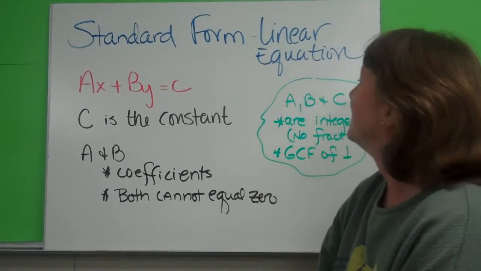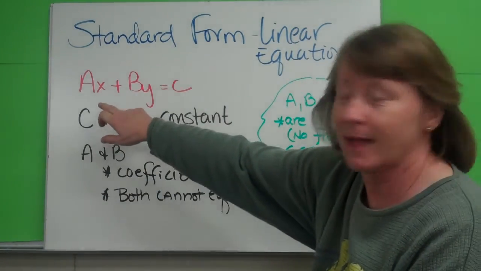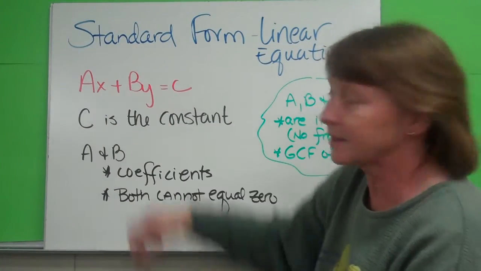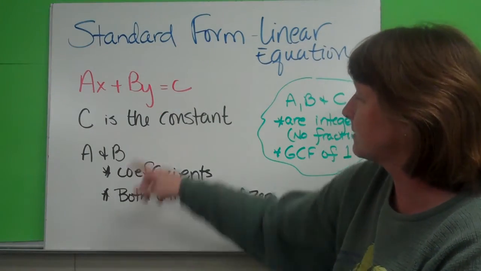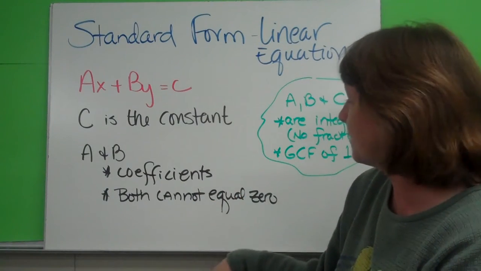Standard form of a linear equation, part 2. Remember from the last one, its standard form is ax plus by equals c. C is the constant. A and b are coefficients to the variables x and y.